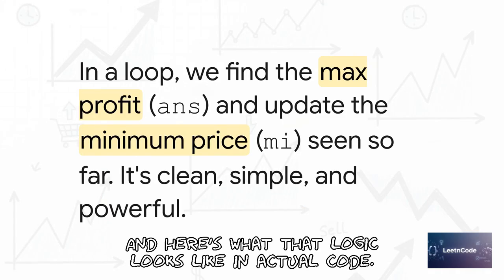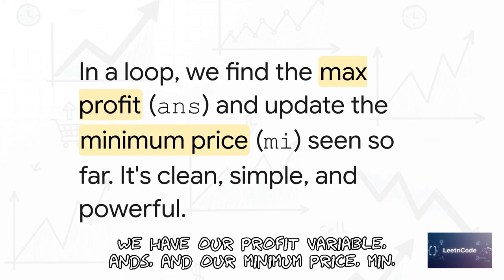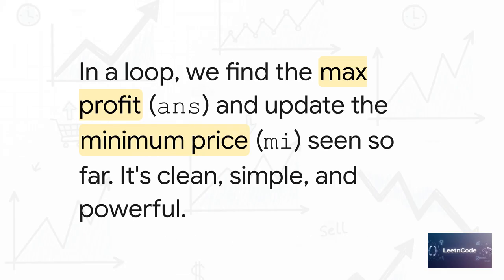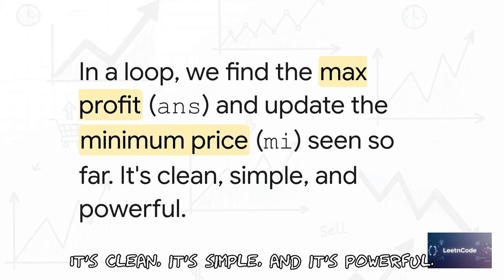And here's what that logic looks like in actual code. It's incredibly short and sweet. We have our profit variable, and our minimum price, min. Inside that loop, just 2 lines do all the heavy lifting. One updates the profit, and the other updates the minimum. It's clean, it's simple, and it's powerful.